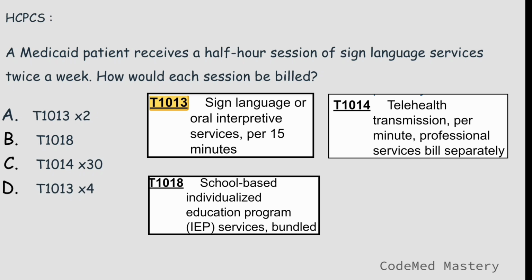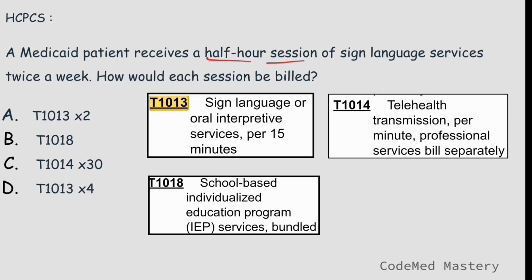They have multiplied 4 times in option D. So which among these is the right answer? If you choose option A, then you are absolutely right. The code T1013 is for sign language oral interpretive services per 15 minutes. In the question, they have mentioned half an hour session. So we are multiplying it twice. In option D, they have mentioned T1013 multiplied 4 times, but multiplying it 4 times for a session is not required because they have mentioned half an hour session, right?